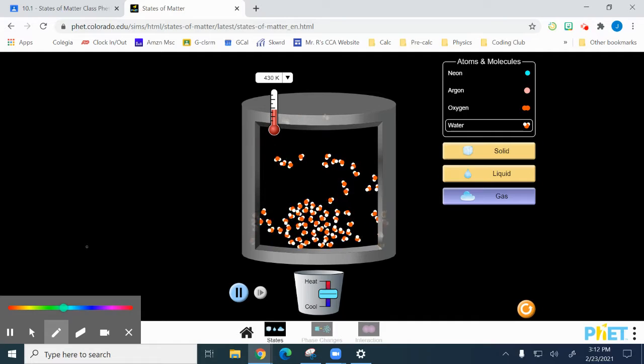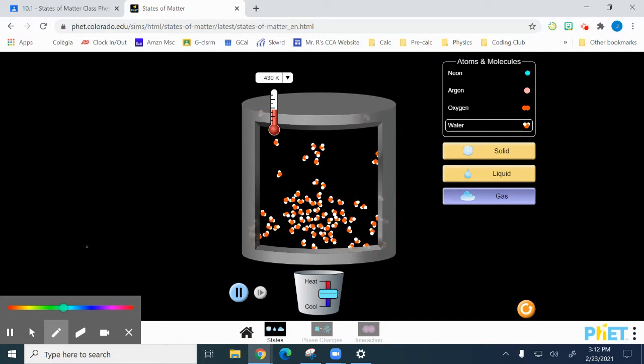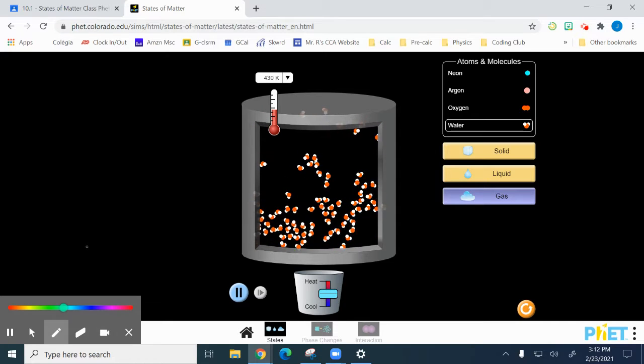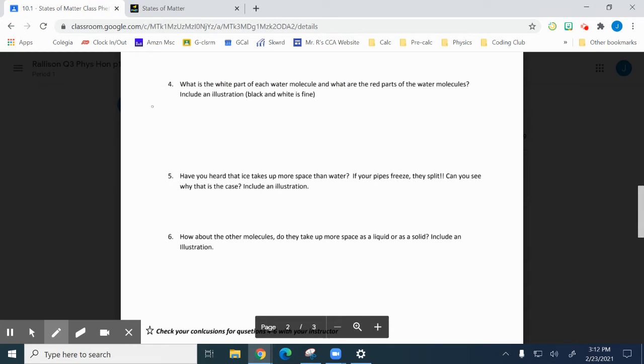So it's got two hydrogens, one oxygen, right? Oh, I bet I can draw here though. H2O. So that means there's two hydrogens and one oxygen. So oxygen is the big one, and hydrogens are the two little ones. And it's just interesting that the water molecule sort of looks like Mickey Mouse.